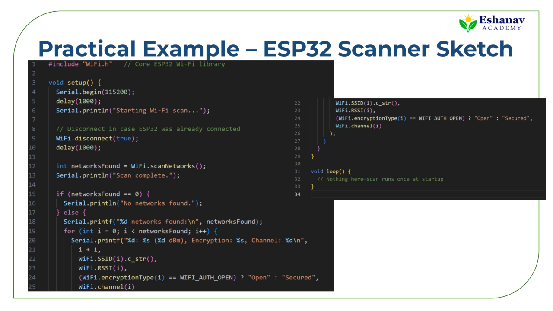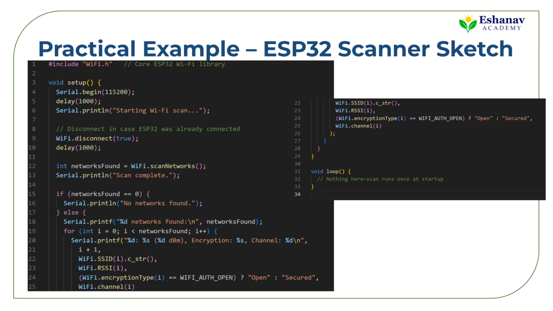First, the ESP32 disconnects from any connected network so the radio is fully available. Then, it runs WiFi.scanNetworks, which sweeps through every Wi-Fi channel. For each detected network, it collects the SSID, RSSI, encryption type, and channel. The code prints this information neatly into the serial monitor, so you can scroll through and see exactly what's nearby.